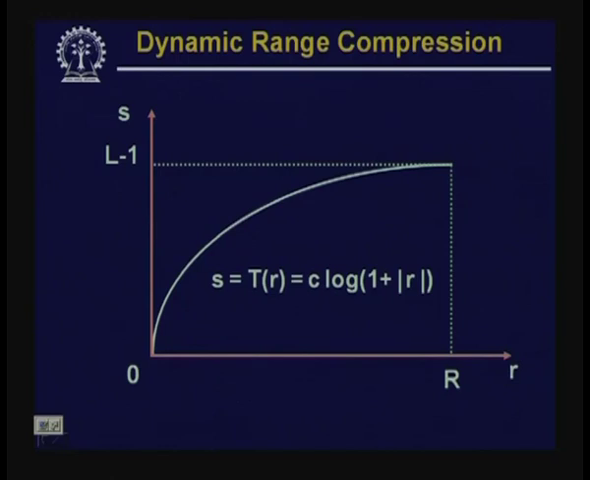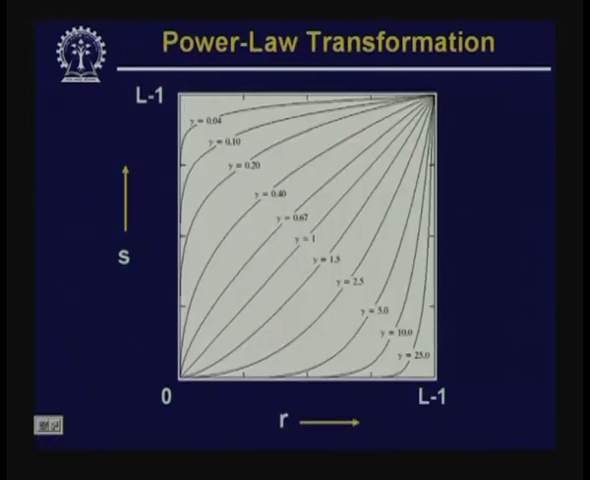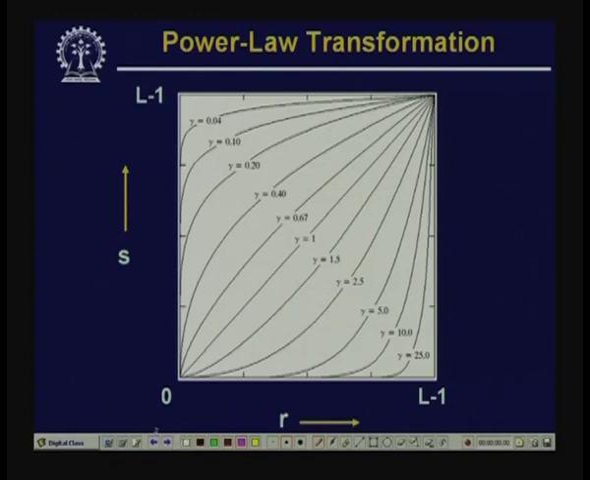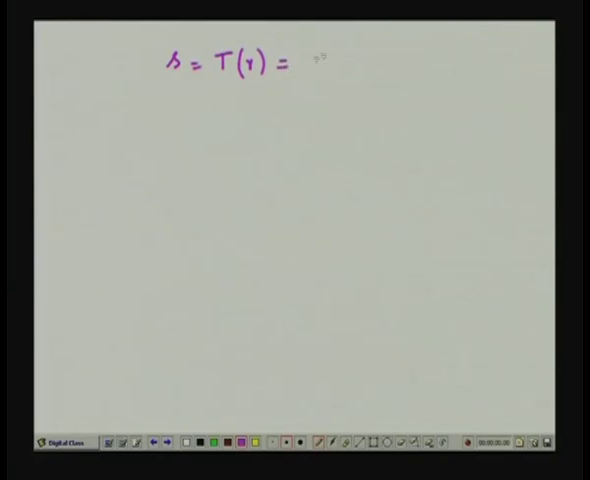A similar operation for enhancement that can be used is called power law transformation. The power law transformation is normally used for different imaging devices. It is used for image capturing devices, it is used for image printers and so on. In case of power law devices, the transformation function between the original image intensity and the processed image intensity is given by S is equal to T(R), which is nothing but C into R to the power gamma.